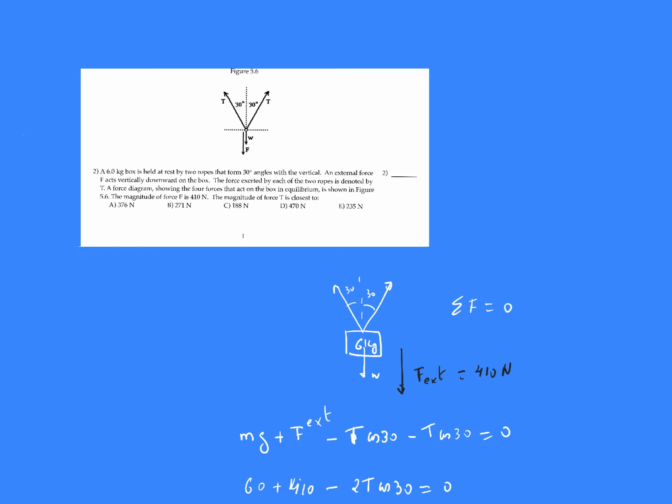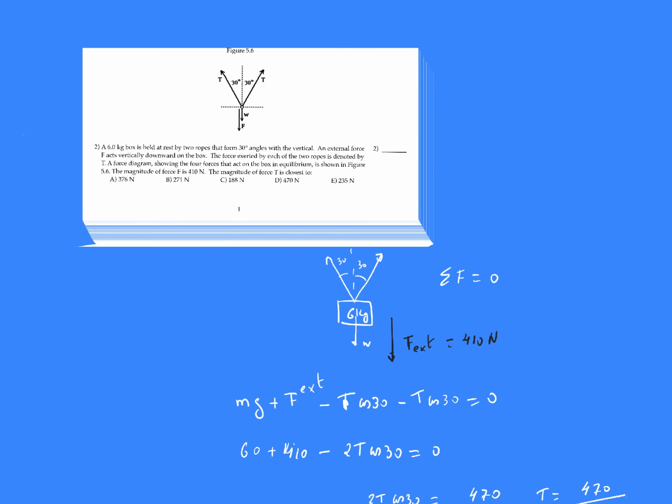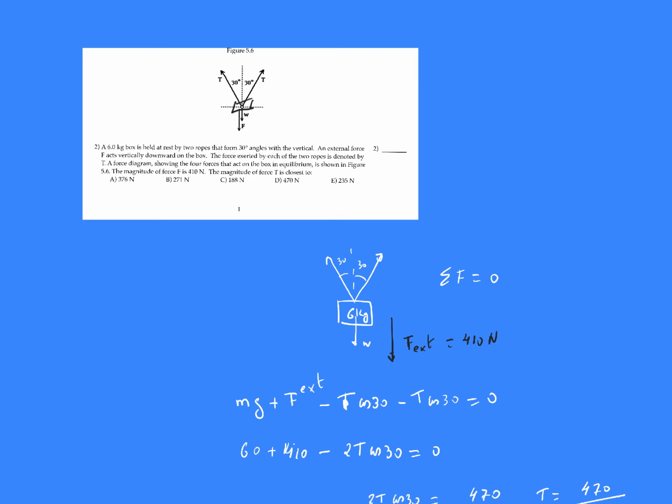The next one says like this. There is a mass of 6 kilograms. This is the tension here. There is the weight, and it says there is an additional force. With this additional force, the mass that is here is in equilibrium. So over the mass there are 3 or 4 forces: the tensions, the weight, and the external force. And the external force is 410 newtons.